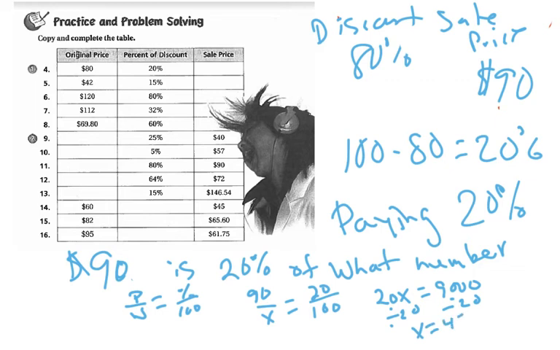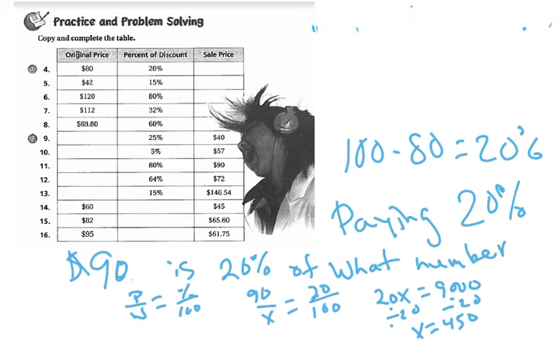And we're going to get 450. So now let's just check that, okay? Let's take, I'm going to erase this right here, okay? Let's take our $450, right? And we said I'm going to pay 20% of that. So multiply that by 0.20. And what do I get? I get $90, which is how much I paid on sale for that price, okay?